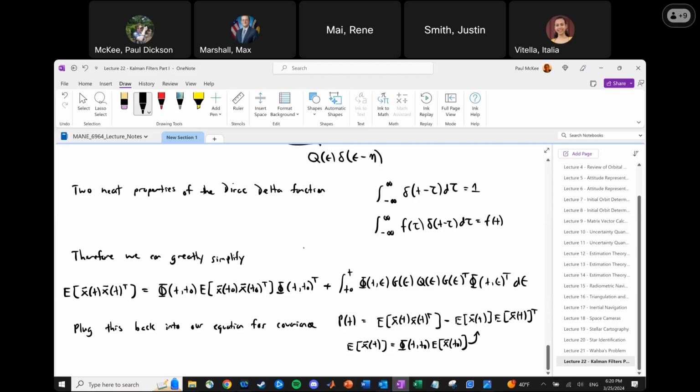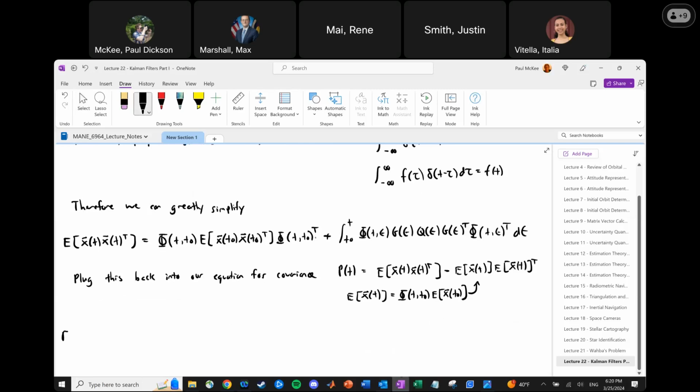And so let's see here. Just want to get my place in the notes. Okay, yep, here it is. So P of t, we have a chance of fitting this all on one line, is phi of t and t naught, expected value of x of t naught, x of t naught transpose, phi of t and t naught transpose, plus the integral from t naught to t of phi of t and epsilon, G of epsilon, Q of epsilon, G of epsilon transpose, phi of t and epsilon transpose, d epsilon. Nope, it's not going to fit.